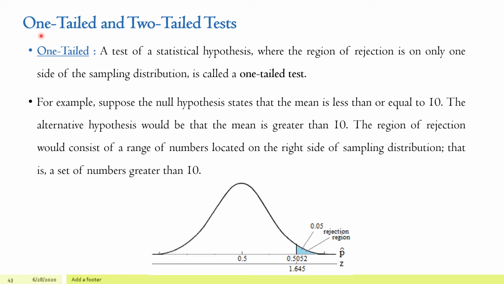Let us discuss what is one tail and two tail. A one-tail test of statistical hypothesis is one where the region of rejection is on only one side of the sampling distribution. Here, rejection is at one side. For example, suppose the null hypothesis states that mean is less than or equal to 10. The alternate hypothesis would be the mean is greater than 10. The region of rejection would consist of a range of numbers located on the right side of the sampling distribution, that is, the set of numbers greater than 10.